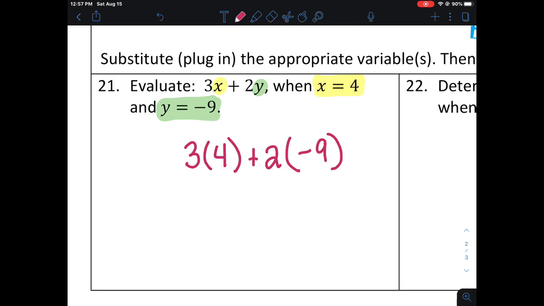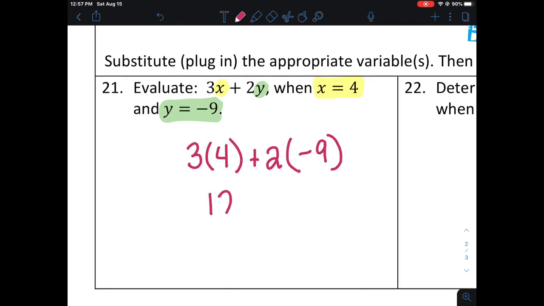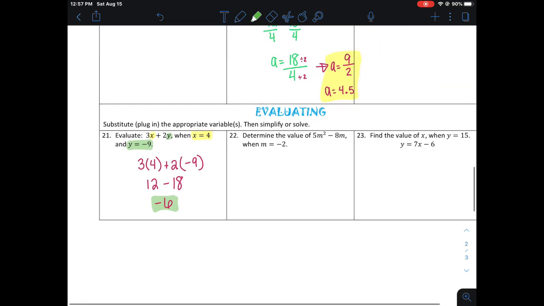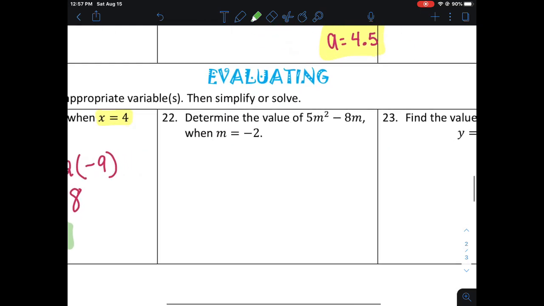Okay, and then now I just simplify. 3 times 4 is 12. 2 times negative 9 is negative 18. Simplify to negative 6. All right, let's take a look what else we have. Let's do 22.